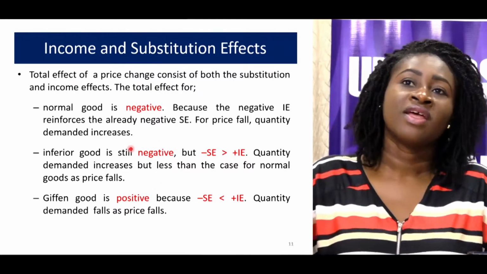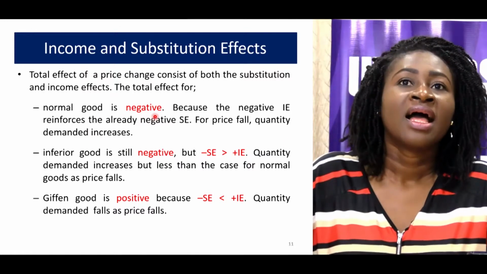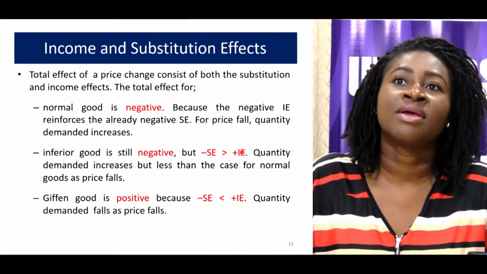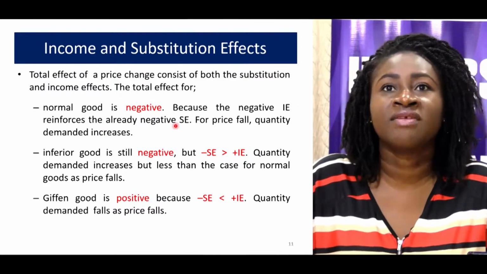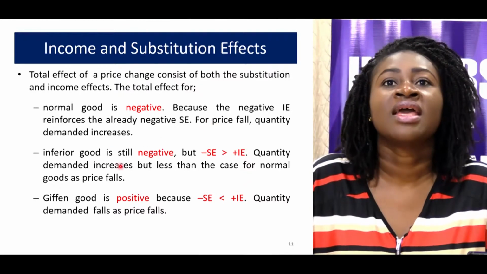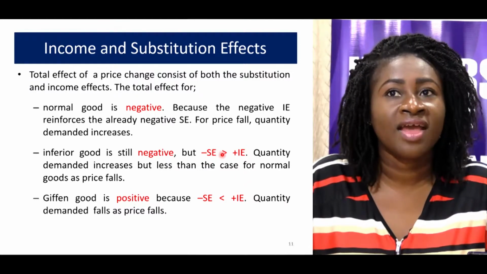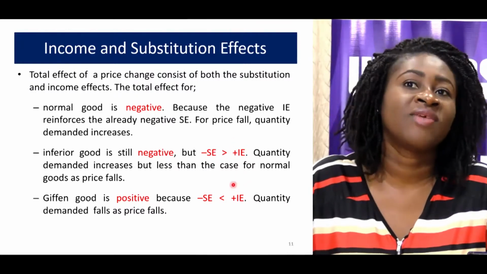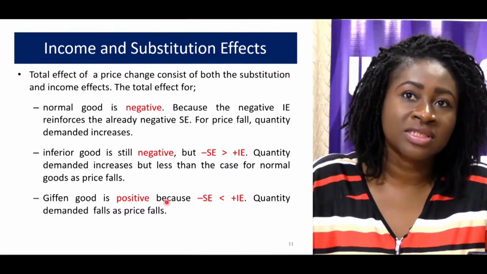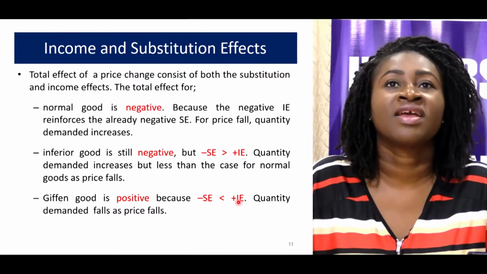So in terms of summary, we can say that for a normal good, the total effect of a price change is negative because the negative income effect reinforces the negative substitution effect. For an inferior good, it is still negative, but the negative substitution effect is greater than the positive income effect. And for a Giffen good, it is positive because the substitution effect is less than the income effect at the end of the day.